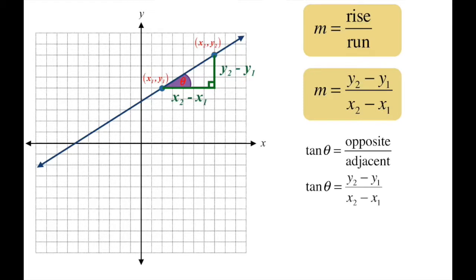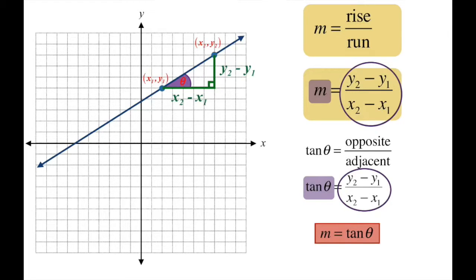Now, let's just link this back to the formula that we already know. y2 take y1 on x2 take x1 is tan theta, but we know y2 take y1 on x2 take x1 is also m. Well, from there we can say m equals tan theta. So another way of describing the gradient is tan theta.